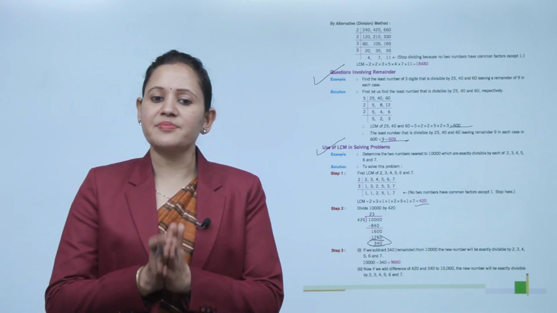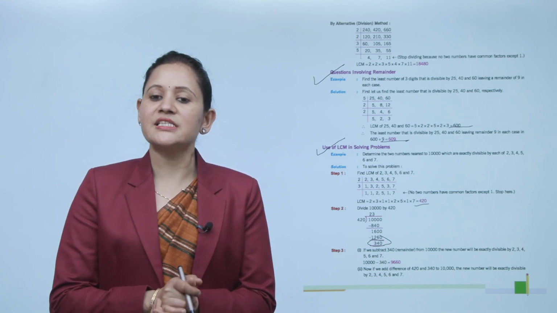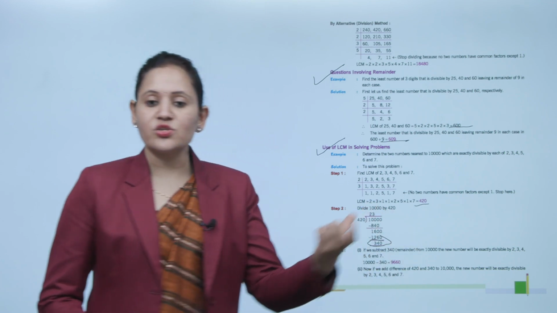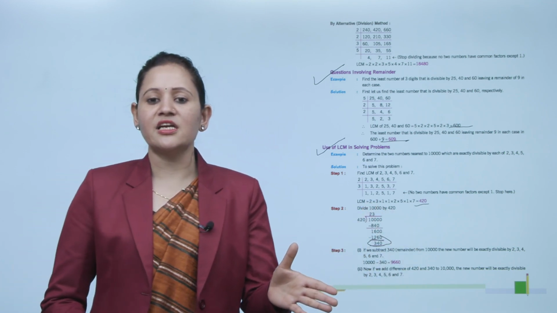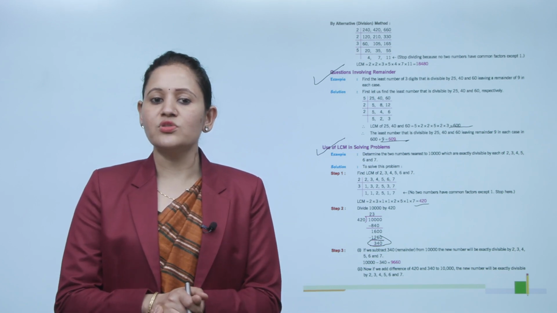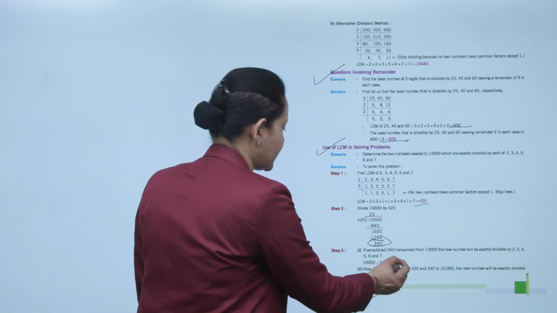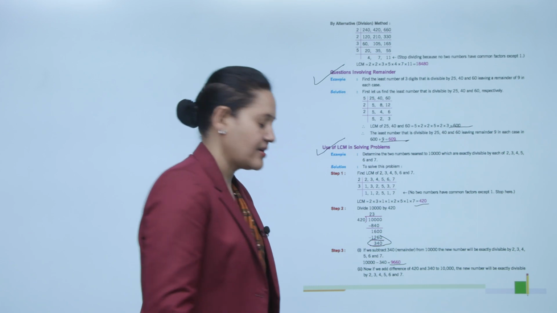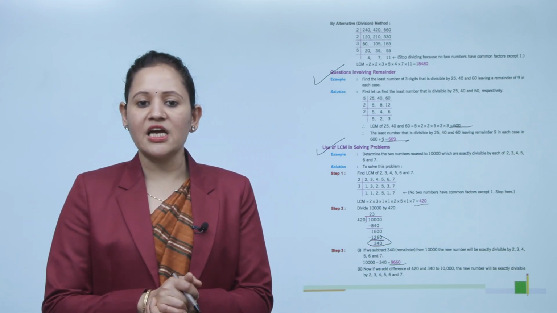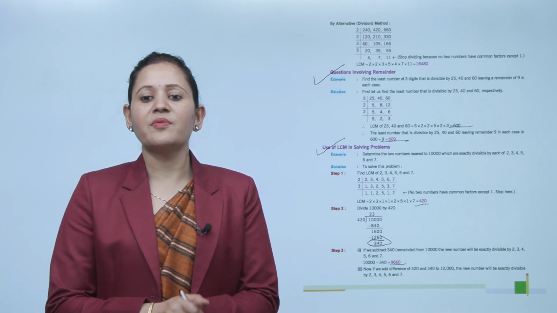So now if we subtract 340 from 10,000, the new number will be exactly divisible because 340 is extra here. This is the remainder. So we will subtract 340 from 10,000. So the new number that will be exactly divisible by 2, 3, 4, 5, 6 and 7 is 9660. Clear?